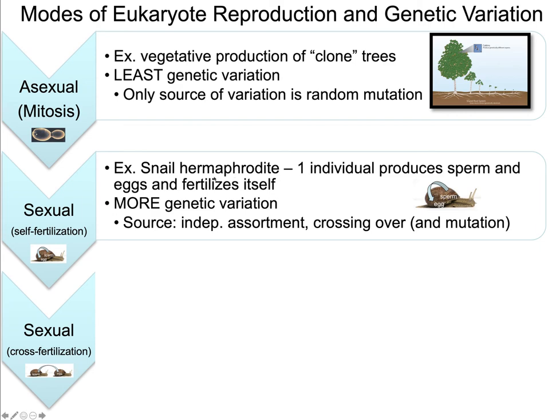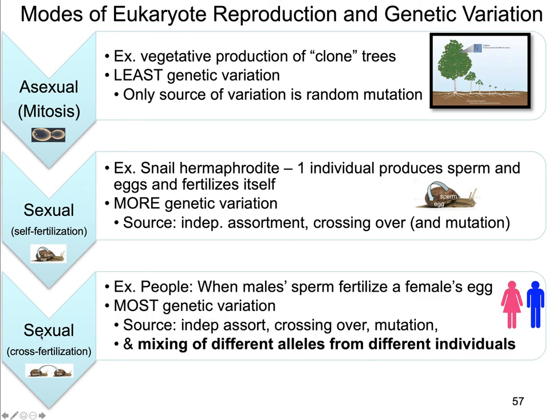An example of this might be a hermaphroditic snail, where one individual produces sperm and then also produces eggs and fertilizes itself. This creates more genetic variation than just asexual reproduction, because along with mutation that can happen during this process of gamete production, there can also be independent assortment during the production of sperm and eggs, as well as crossing over during the production of sperm and eggs. And so you can have a lot of variation in the allele combinations that are put together in these sperm and eggs, even though it's self-fertilization happening. You get more genetic variation here than you would here because of these sources, independent assortment and crossing over during the production of sperm and egg.